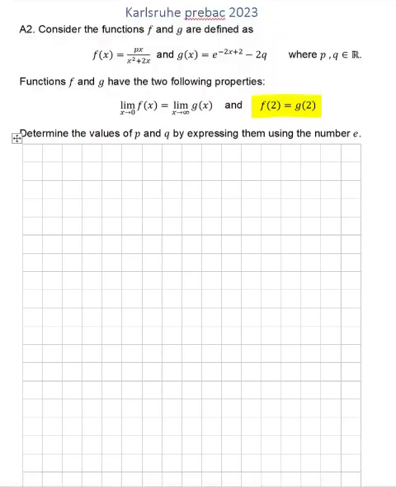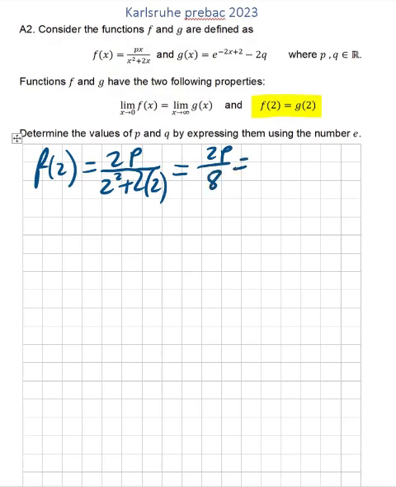Let's do our f of 2 is equal to g of 2. All right, so we'll put that down there. We'll get an f of 2. And that's going to give me p times 2, or 2p, all over, what do we say? 2 squared plus 2 times 2. Again, tidying that up a little bit, that's going to give me 2p over 2 squared is 4, plus 2 times 2 is 4, so that'd be 8. All right. 2p over 8, which is obviously the same as p over 4, a quarter p, right?